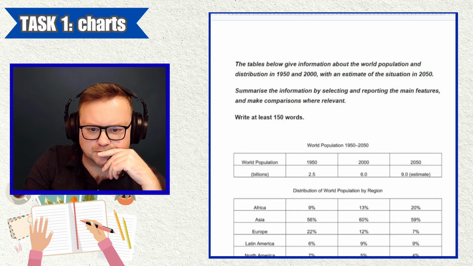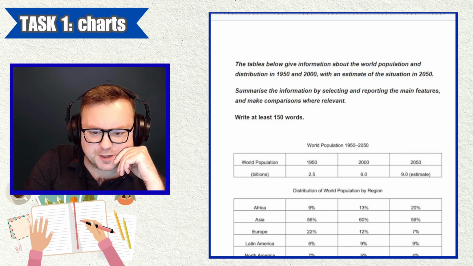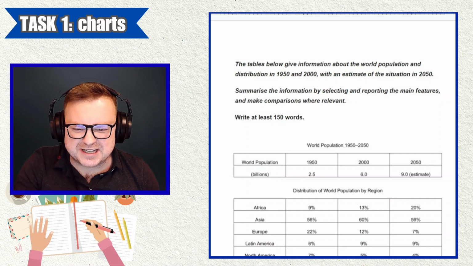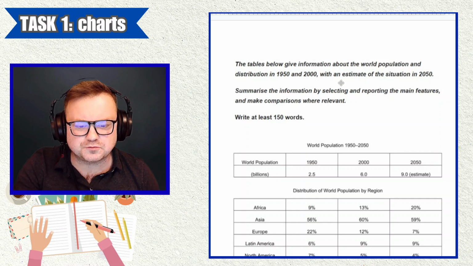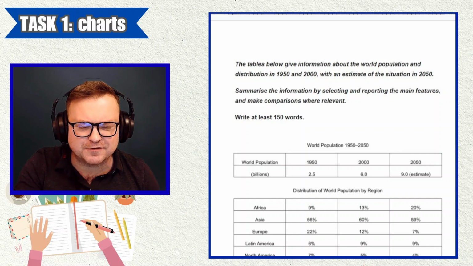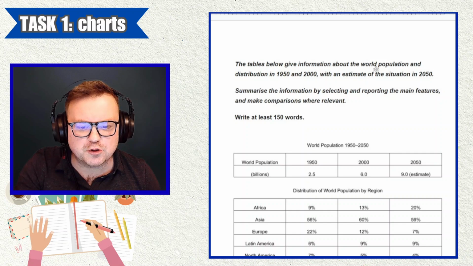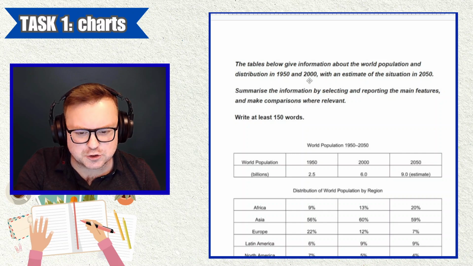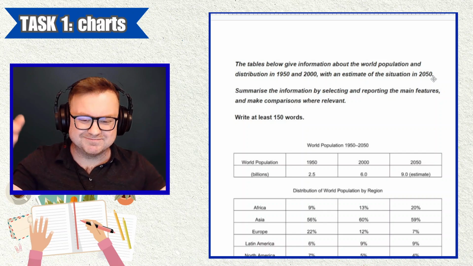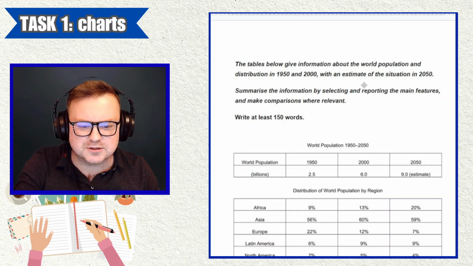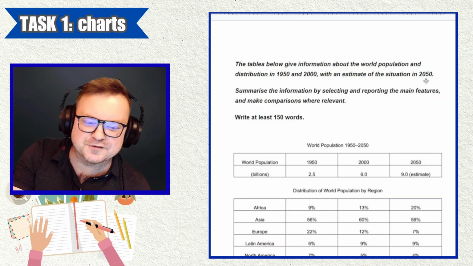Let's have a look. The tables below give information about, we see this a lot, give information about the world population and distribution in 1990 and 2000 with an estimate of the situation in 2050. Let's read that again. The tables below give information about the world population and distribution in 1950 and 2000 with an estimate of the situation in 2050. So quite a lot of things here. We have like distant past, 1950, recent past, 2000, and what's becoming the near future, 2050.